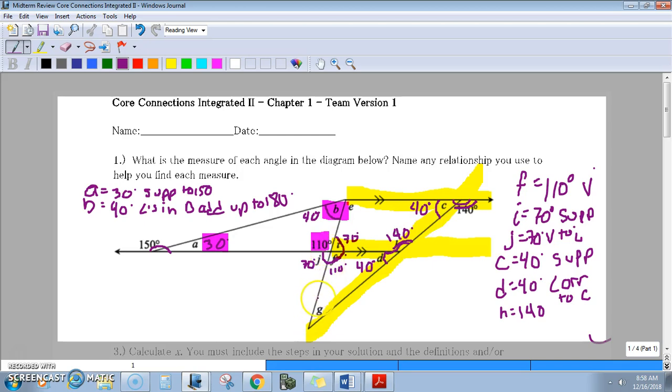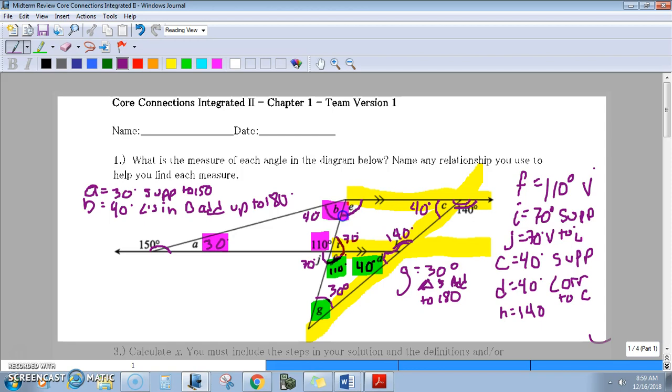And then in this triangle with G, okay, I have two angles. I have 110 and 40, so I should be able to figure out G. So 110 and 40 is 150. So G must be 30 degrees because triangles add to 180, right? So 30. What's left? E. How can I figure out E?